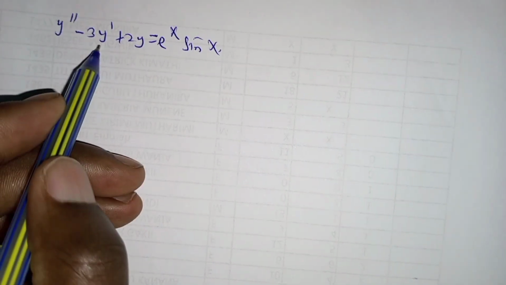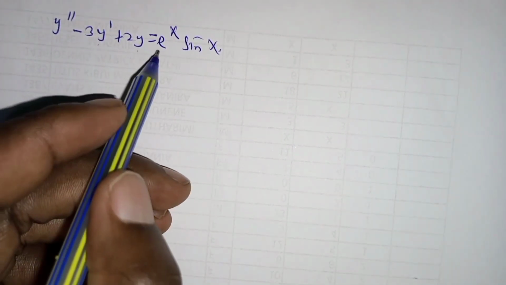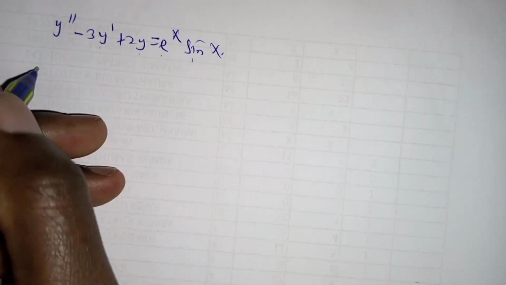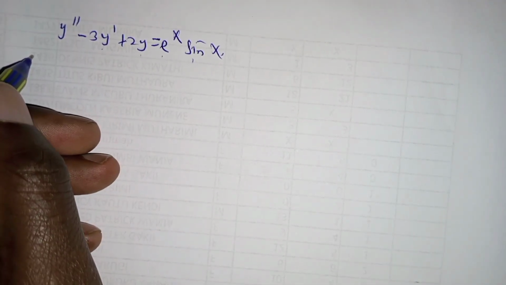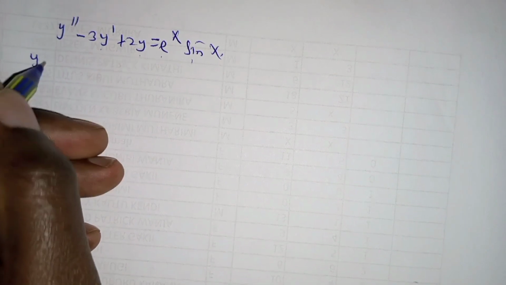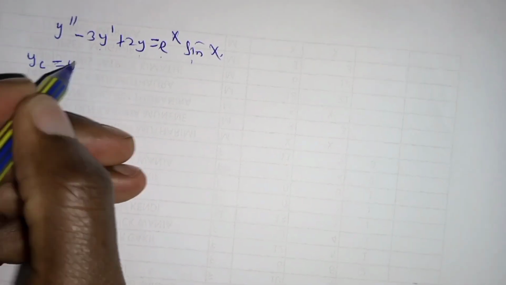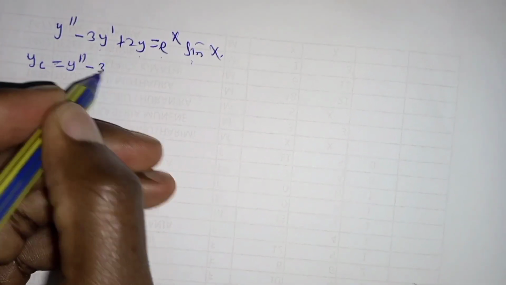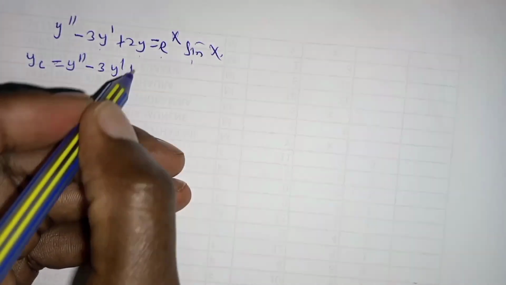You are given this ODE, y double prime minus 3y prime plus 2y is equal to exponential x sine of x. This ODE is nonlinear and it consists of two parts. First of all, you are going to deal with the complementary part, which is yc, which can be reduced as y double prime minus 3y prime plus 2y is equal to 0.